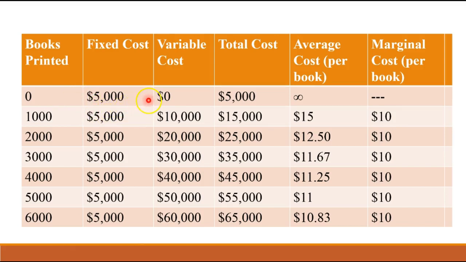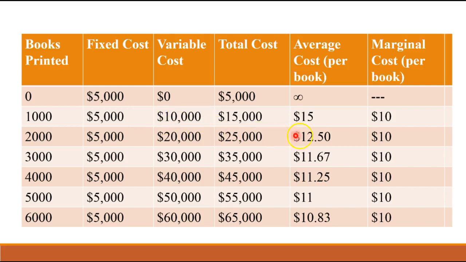If we don't print any books, well, then there's no variable cost. There's no cost for paper and ink and all that stuff. But if we produce 1,000 copies, I'm going to suppose that that costs us $10,000.